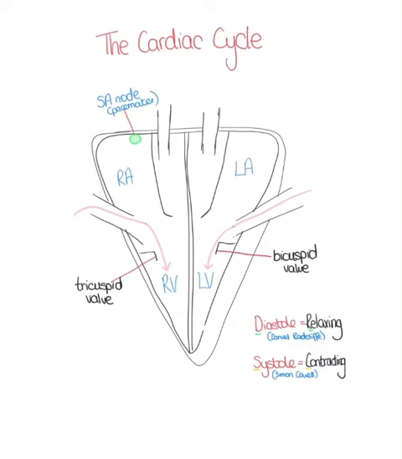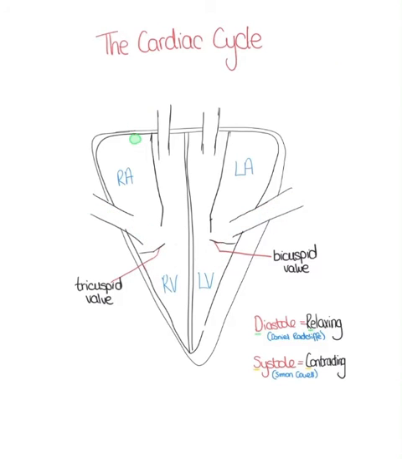The SA node sends out electrical impulses which signals the atrium to contract. When the atria contract, this is known as atrial systole. When the atria contract, more blood can flow from the atrium into the ventricle. Following this, the atria relax. This is known as atrial diastole.